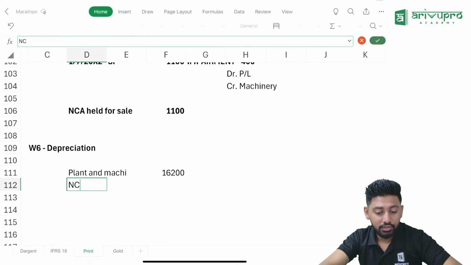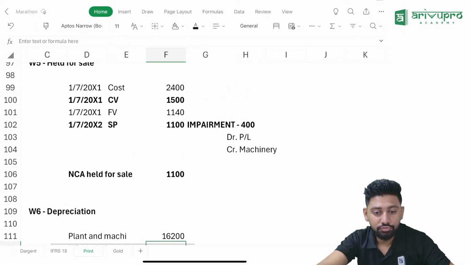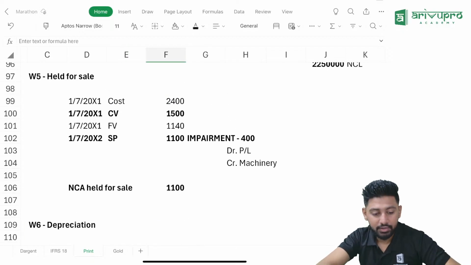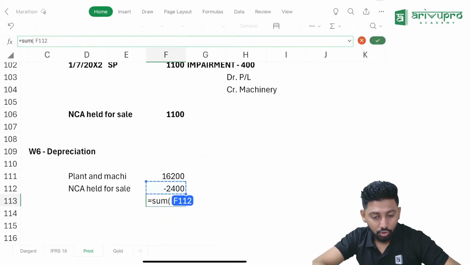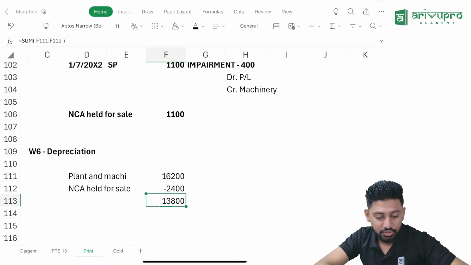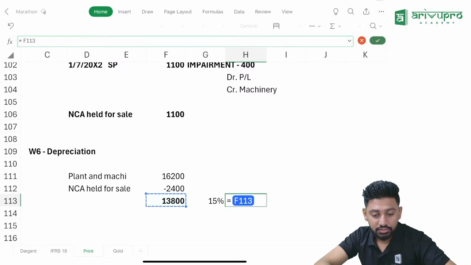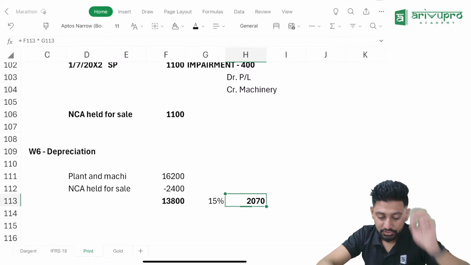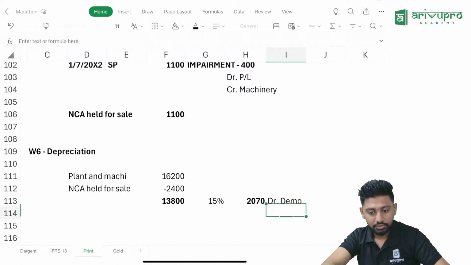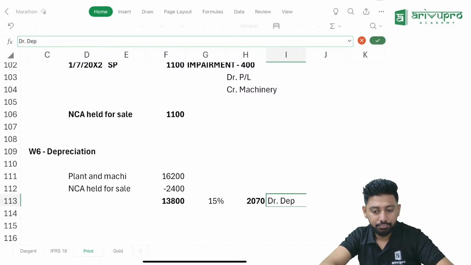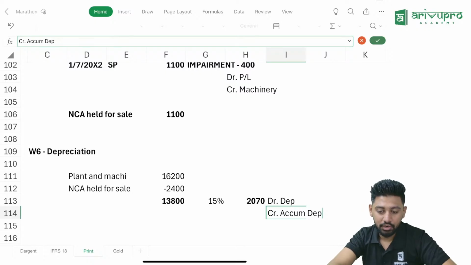And out of that, you have non-current assets held for sale, which has to be removed. The cost of non-current assets held for sale is 2,400. Brilliant, minus 2,400. Are we clear? Therefore, your required depreciation for plant and machinery will be on 13,800. Out of that, 15% equals 13,800 into 15% gives you 2,070 debit depreciation. Debit depreciation, credit accumulated depreciation. Are we clear?